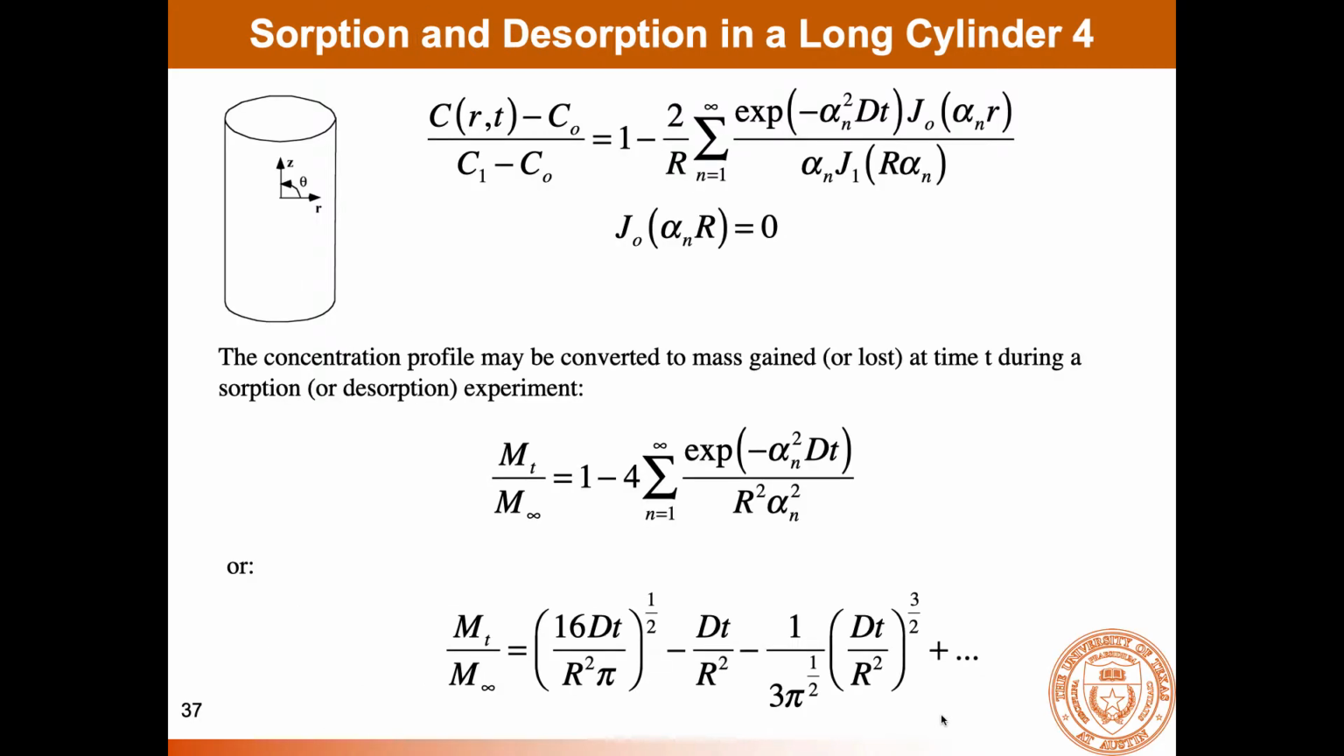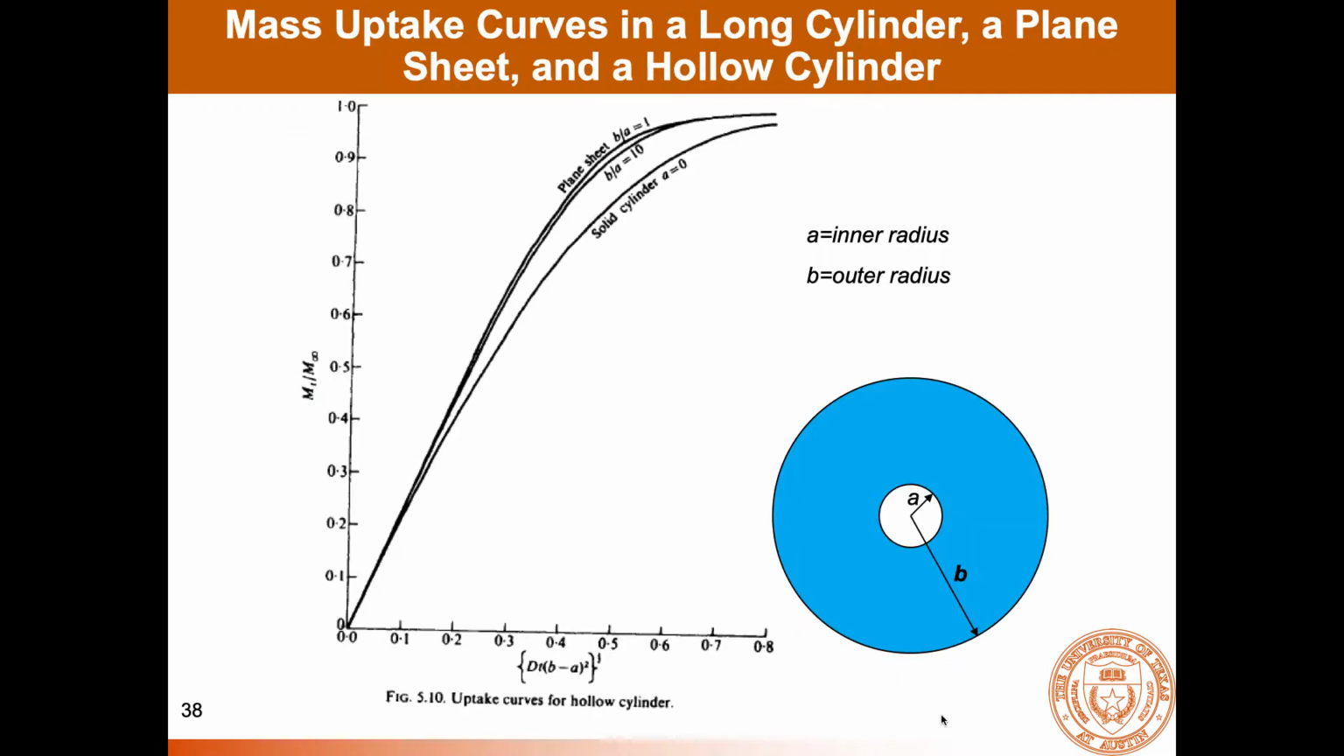This expression can be integrated to calculate the fractional mass gain or loss, and one expression is shown here. This can be expanded to get the expression shown at the bottom of the page. And again, you see a characteristic that the fractional mass uptake at short time goes linear with the square root of time. This is characteristic of diffusion in any geometry: at short enough times, fractional mass uptake increases linearly with the square root of time.